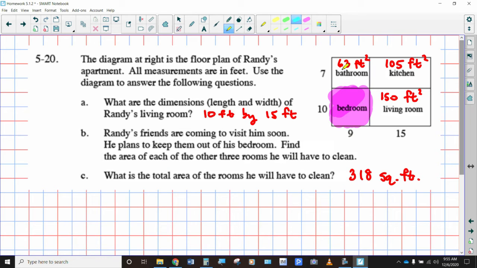Okay, so this is a 7 by 9, which is 63. This is 7 times 15, which is 105, plus the 150. Add those 3 together, and you get your 318 square feet.